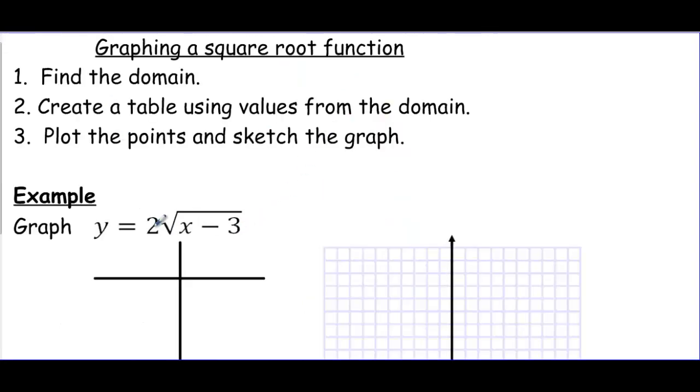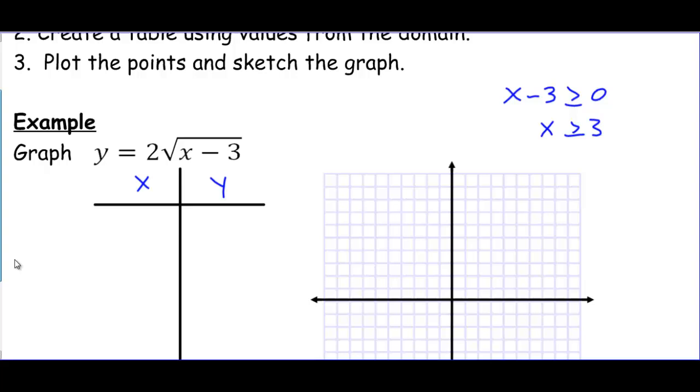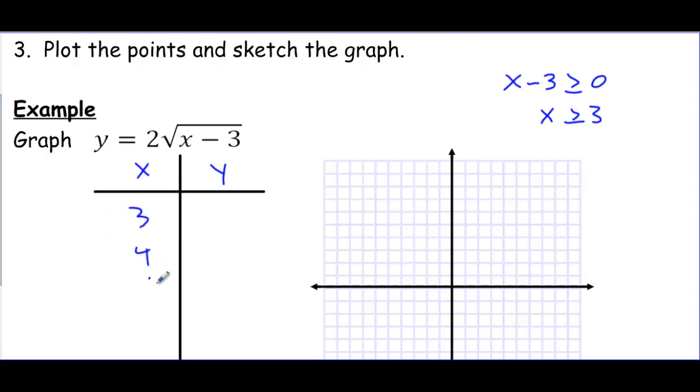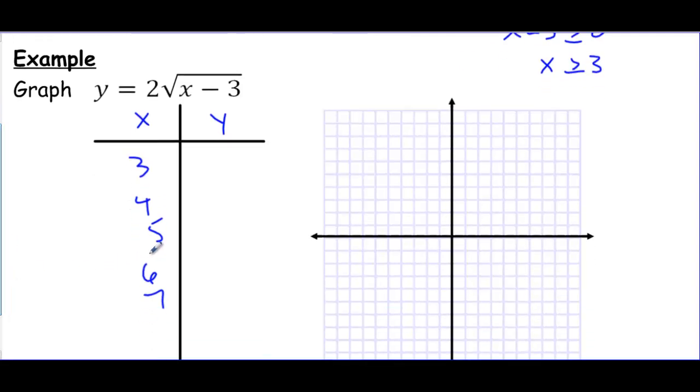So here's my function: 2 times the square root of x minus 3. So the first thing I have to do is actually find the domain, which we just did for this particular problem. I'm going to come off to the side and say x minus 3, which is underneath the radical, has to be greater than or equal to 0. So that means that x has to be greater than or equal to 3. Okay, so when I'm making my xy table, I'm going to start my list at 3. I'm going to say 3, 4, 5, 6, 7. That would give me a good arrangement of numbers, a good list of numbers, and I'll see a shape.